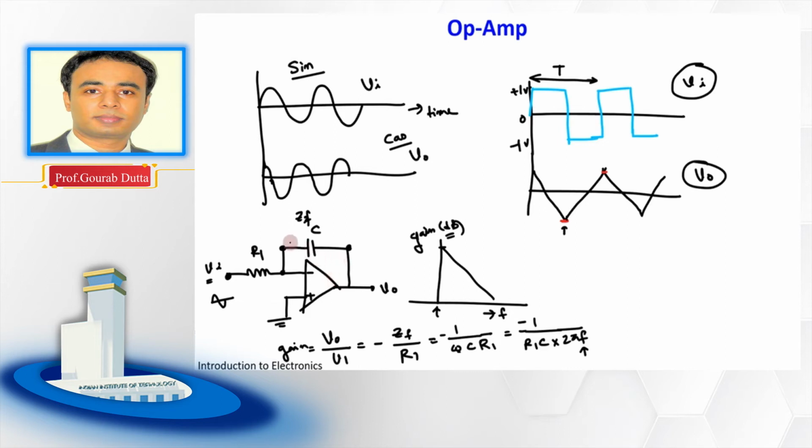So to avoid that, you can just add one resistor here. Suppose you add this resistor RF in this feedback. Even if your input is DC, you can consider the capacitor as an open circuit, and the gain will become minus RF by R1, which is a finite quantity. So that will prevent the output voltage from getting saturated.